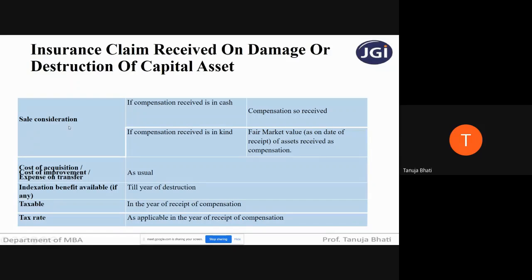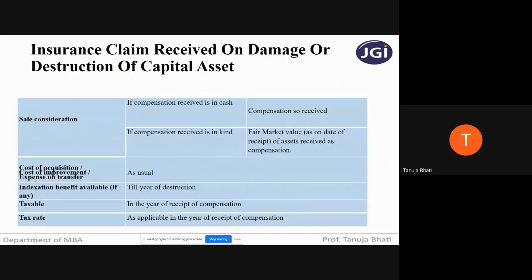So in that case, what is the sale consideration I'm supposed to consider? If compensation is received in cash, the compensation so received. If I'm receiving the compensation in kind, meaning other than cash, then the fair market value of the asset received as compensation. So to calculate capital gains, we have sale consideration, and we require expenses on transfer, cost of acquisition, and cost of improvement. We now know the sale consideration if it is an insurance claim: compensation received from the insurance company will be the sale consideration.